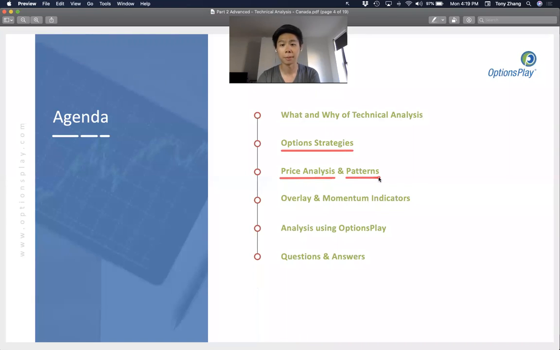Then we'll talk a little bit about patterns, because patterns are something that you can recognize off of just price alone, meaning no indicators. Chart patterns and price analysis are the fundamentals of technical analysis.